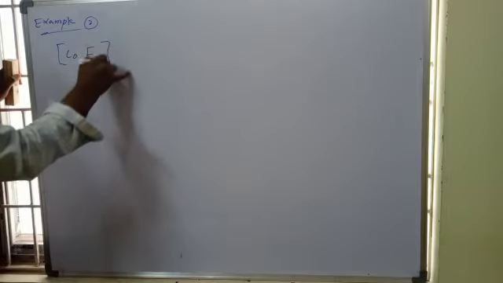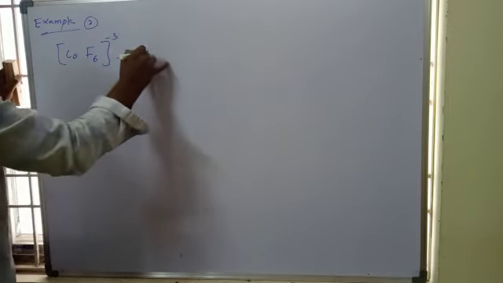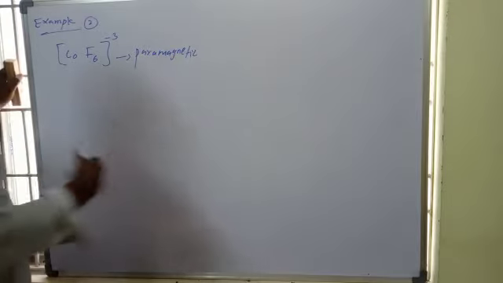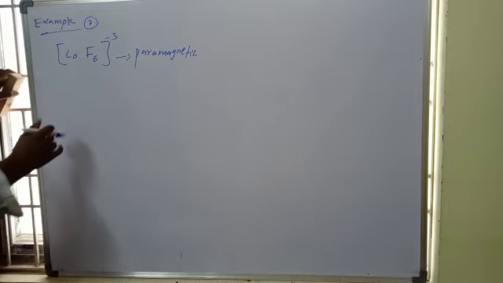Example 2. This complex is cobalt F6 3-. Now this complex is paramagnetic. Paramagnetic means it has unpaired electrons. Based on that, we explain the hybridization and also its geometry.